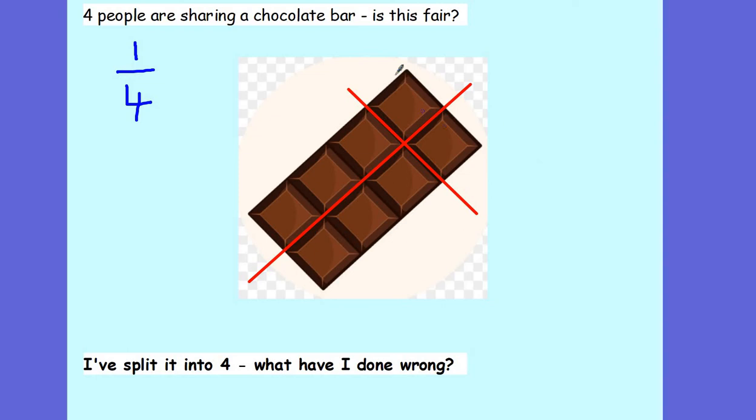Okay, what's wrong is when I'm trying to work out a fraction of an amount, each of the parts that I've split it into needs to be equal. And for this fraction, this person here has got 3 pieces, this person here has got 3 pieces, but the other 2 have just got 1. So each of these parts is not equal to a quarter. However, if I split it like this, I've now got 4 exactly equal parts. So now this diagram represents quarters.